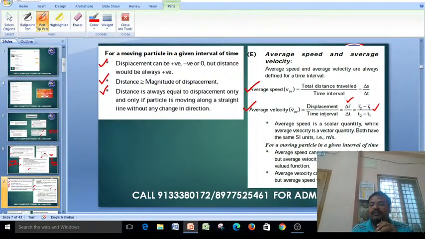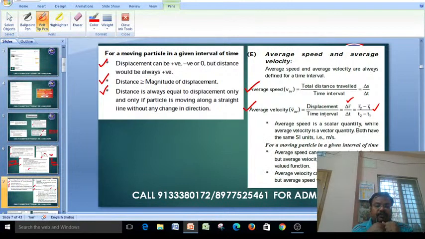Okay. Next two points, the star points. For a moving particle in a given interval of time, average speed can be a many valued function, but average velocity would always be a single valued function. We have to see that in the numericals. Average velocity can be positive, negative or zero, because displacement already has that property. Displacement may be positive, negative or zero, so velocity, and average velocity also, can be positive, negative or zero.